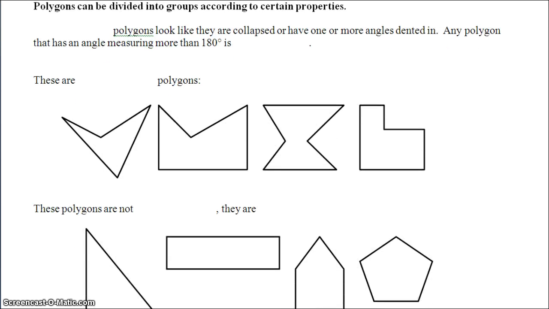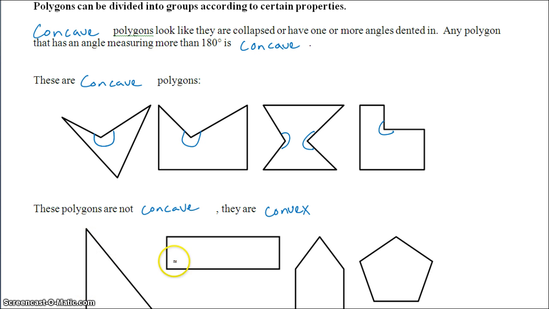A second way to classify polygons is based on whether they are concave, they are caved in. We have an angle that is more than 180 degrees. These polygons are all concave. Any polygon that has an angle measuring more than 180 degrees is concave. These polygons are not concave. The opposite of concave is convex. Every angle is less than 180 degrees.